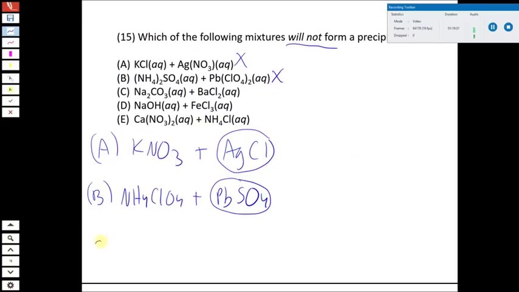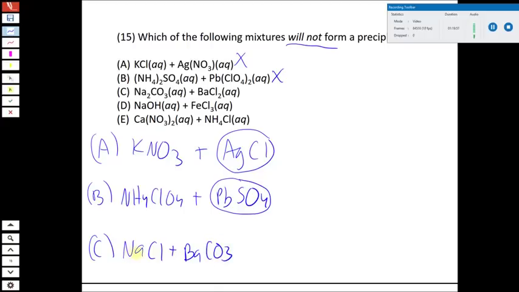Choice C, cation from the first reactant is sodium, anion from the second is chloride, so we form NaCl as a product. And then the cation from the second reactant is barium, and the anion from the first is carbonate. So we have barium carbonate as our second product.